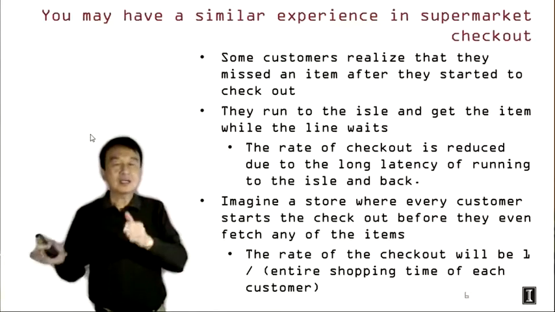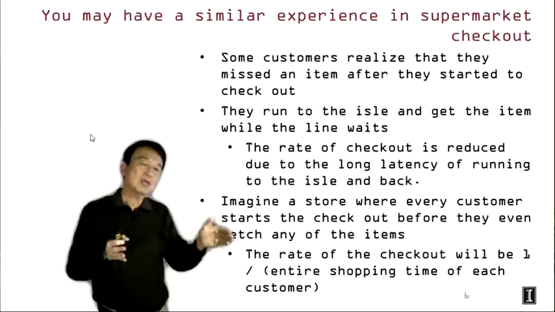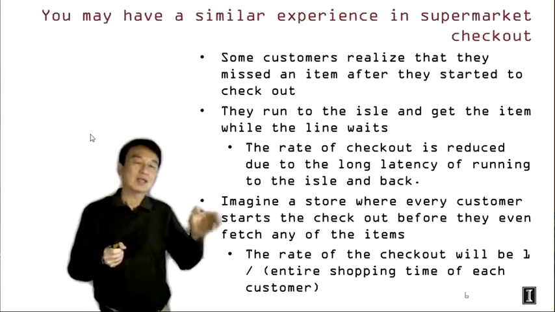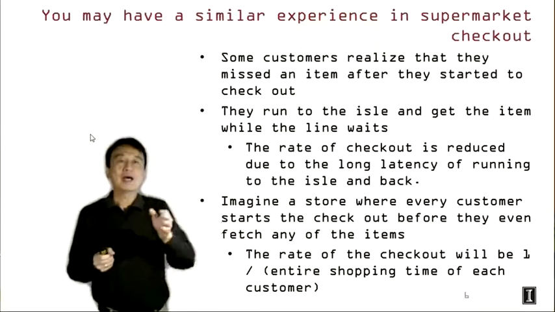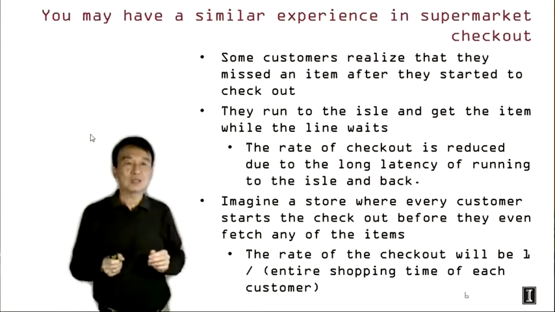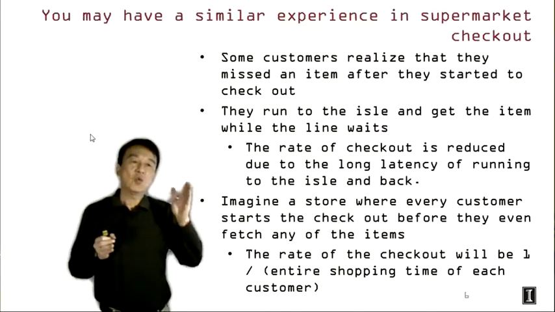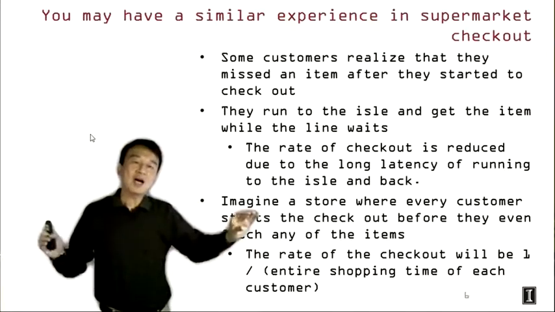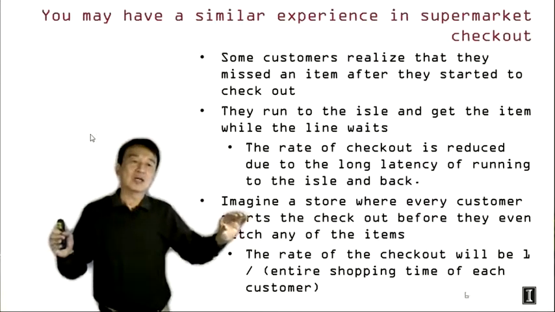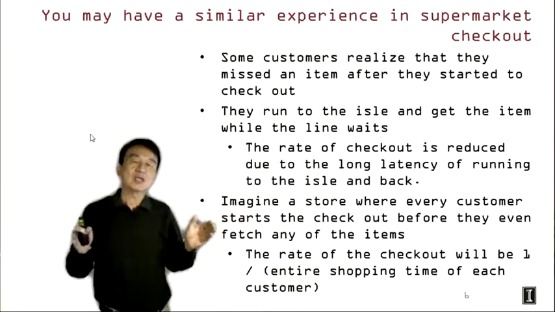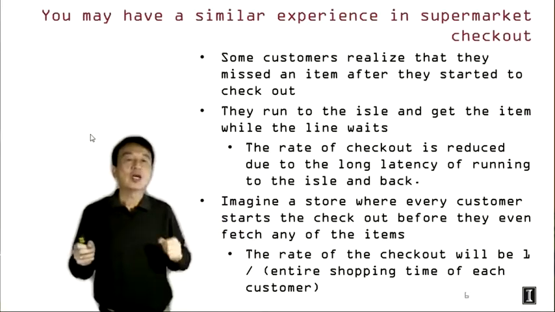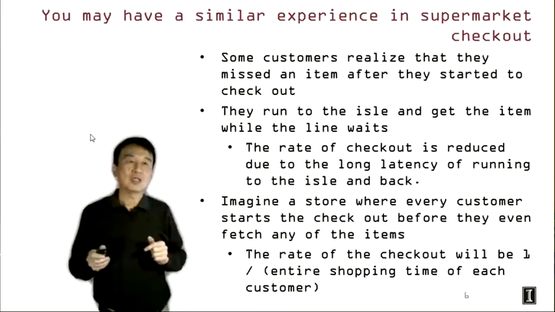And then when the second customer reaches the beginning of the line, they will do the same thing. The person will begin to shop, and this will be a terrible, terrible system, because the rate at which the checkout can be done is 1 over the entire shopping time of a typical customer. So the entire shopping time latency determines the rate at which you can check out the customers. And this would be a nightmare for the supermarket.